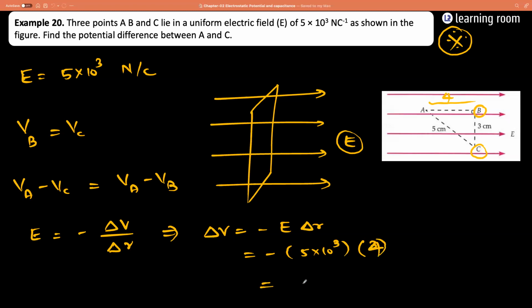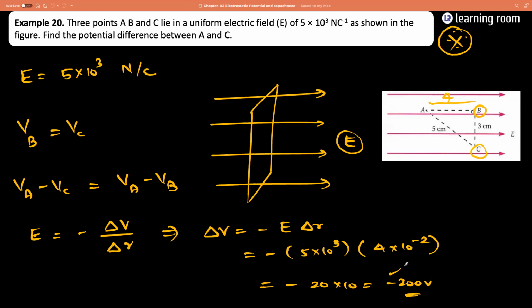So answer will be how much? It is 4 centimeter, no? So it is going to be 4 into 10 power minus 2. So that will be minus 20 into 10, or it is going to be minus 200 volt. Here, what does the minus sign indicate?